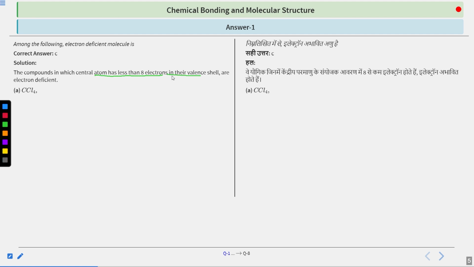Now, one more terminology is used in the case of electron deficient, and the opposite of that would be electron rich. For electron deficient, we call those compounds hypovalent. So whenever you see an electron deficient compound, you can also call it a hypovalent compound. Similarly, an electron rich species is also called hypervalent. Clear? So instead of electron deficient, the question may be asked in this way also: among the following, the hypovalent molecule is. So you shouldn't be confused in that case.